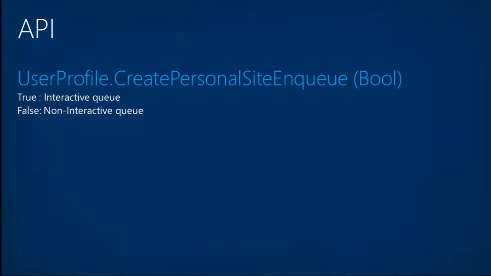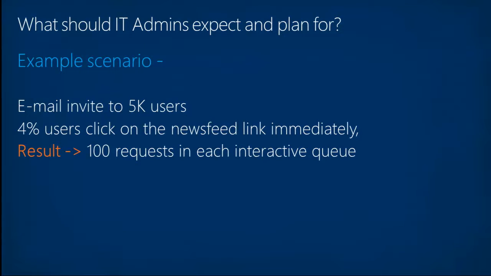Now, as SharePoint admins or IT pros, why would you use this API? Let's run through a scenario where this might be useful. Let's say you deploy SharePoint, and you send out some kind of invite email to 5,000 users stating that, OK, the new SharePoint is here. Start using these features. Let's say 4% of those users immediately click on the links in that email. That would result in about 200 requests, 100 requests in each of the interactive queues.